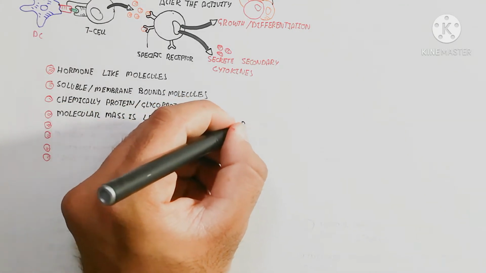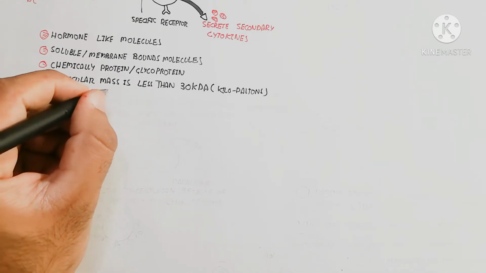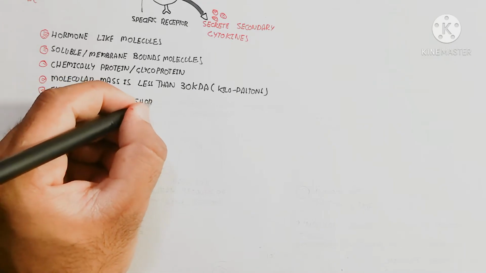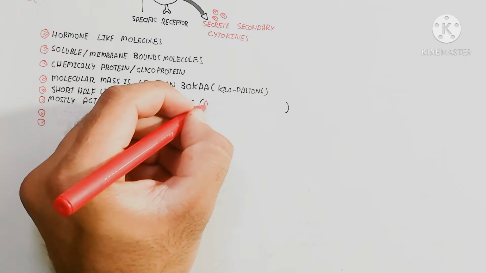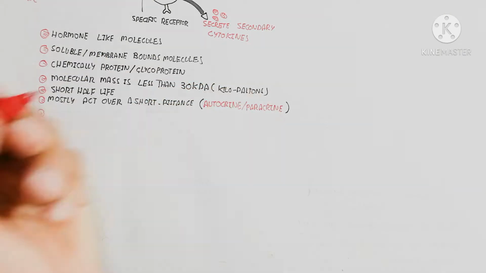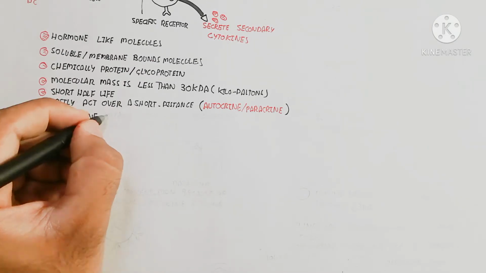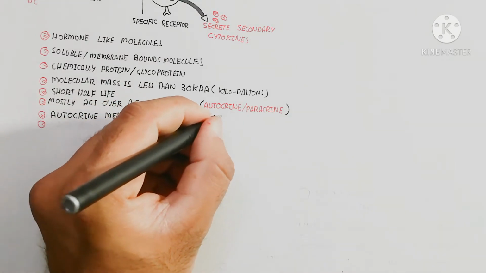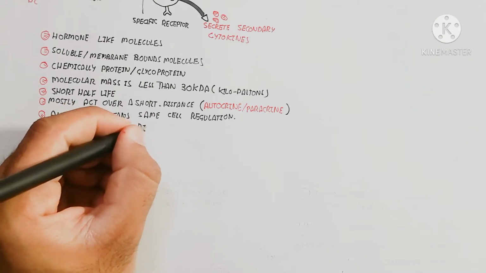Cytokines are hormone-like molecules, soluble or membrane-bound, and chemically protein or glycoprotein. Glyco means carbohydrate composed with the protein. The molecular mass is less than 30 kilodalton, they have a short half-life, and mostly act over a short distance. So they can be autocrine or paracrine.